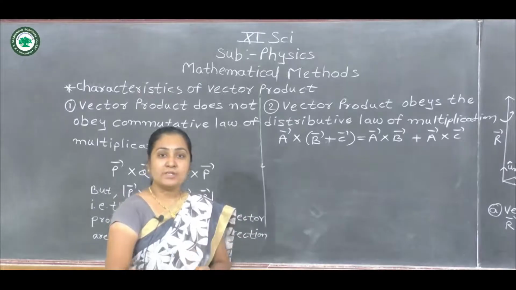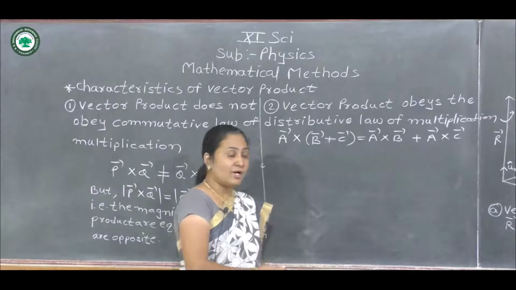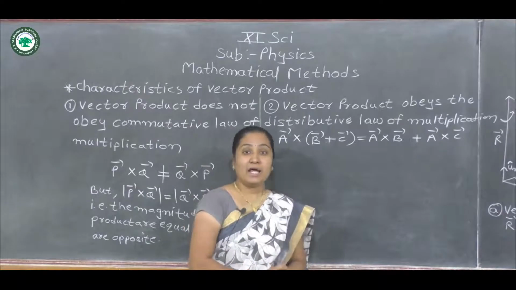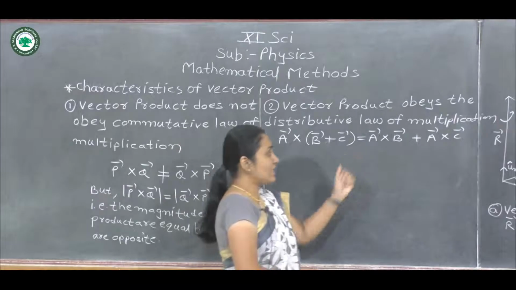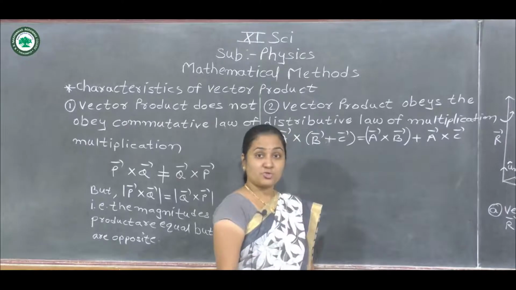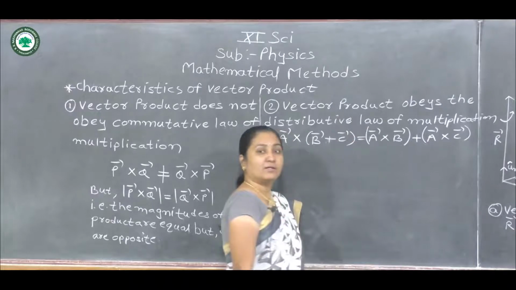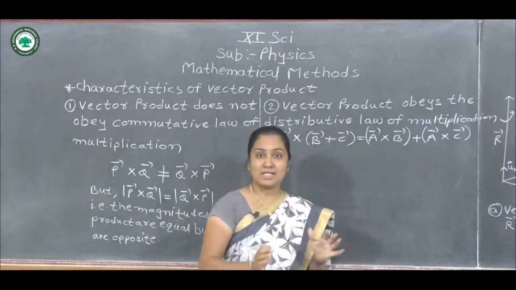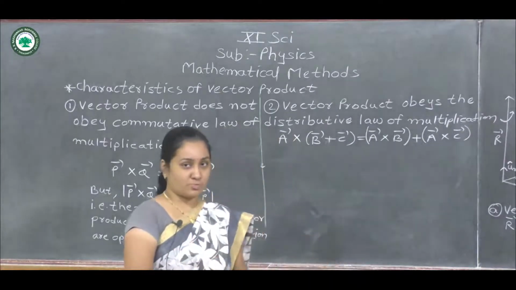So this is the distributive law of multiplication, where we can say that if there are two vectors in addition with each other and we are taking the cross product with the third vector, then it is equal to cross product of first two vectors plus cross product of first and third vector. And if we make an addition, we will get the same values. So this is the second characteristic of cross product.